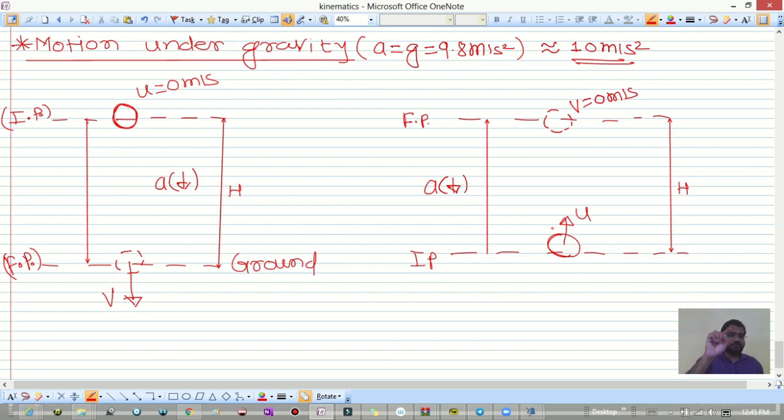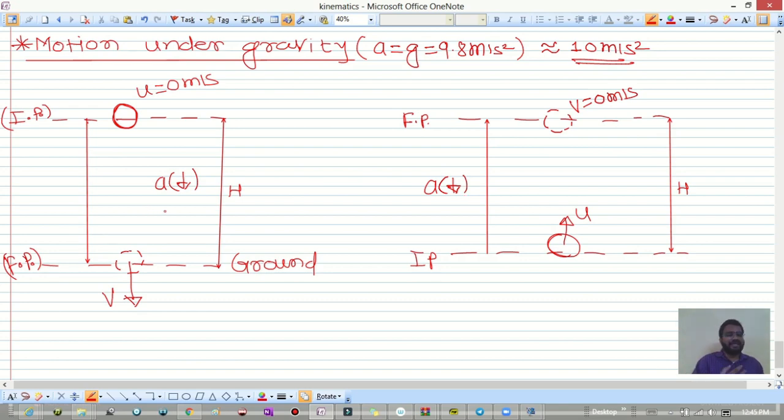If velocity is zero, and at that time the acceleration were also zero, then that body would float in the air. But that is not the case. That body will come down with some acceleration, right? That acceleration is the acceleration due to gravity, isn't it?